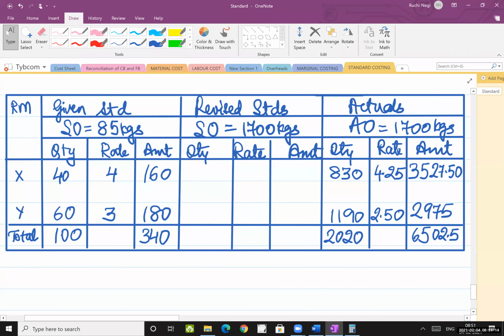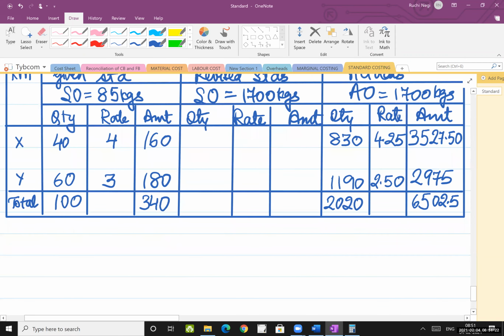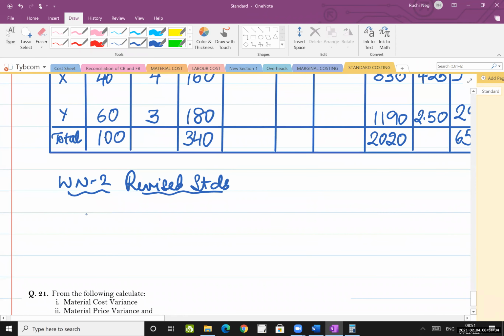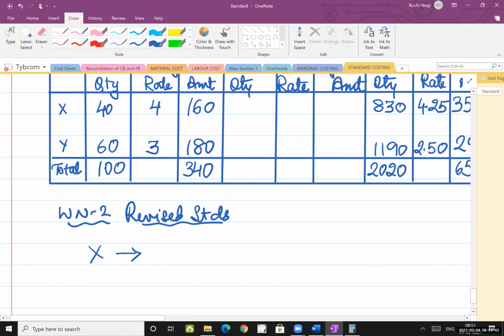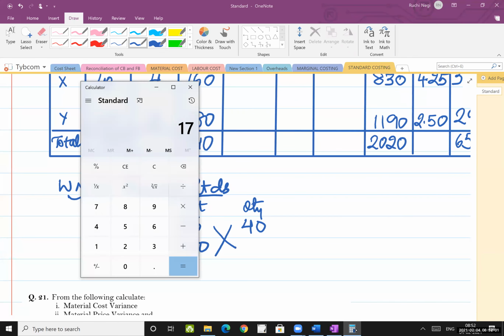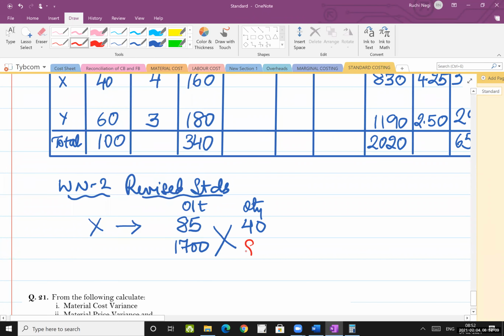Once you're done with this, you have to revise your standards. Yeah, Devanshu, very good. Now let us revise our standards. So, working note number 2, revise standards. First let us revise for X. For 85 kgs, how much raw material do I need? 40 kgs. So this is my output, this is my raw material quantity. So for 1700 kgs of output, how much raw material do I need? Cross multiply. 1700 into 40 divided by 85. The answer is 800. So right here 800.